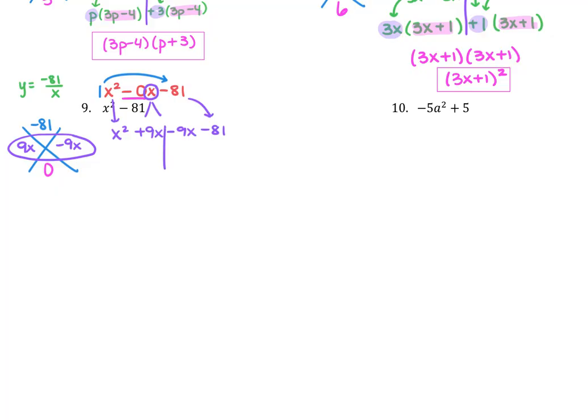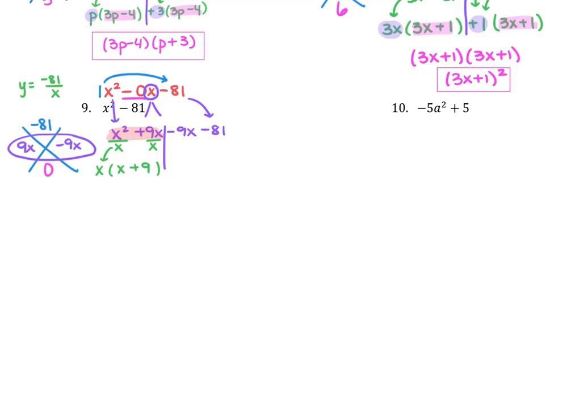Split into two pieces. I'm going to look at the first binomial. I see that these two have an x in common, so I'm going to divide by x, put that out in front of my parentheses. If I pull an x out of x squared, I'm left with x. If I pull an x out of 9x, I'm left with a positive 9.